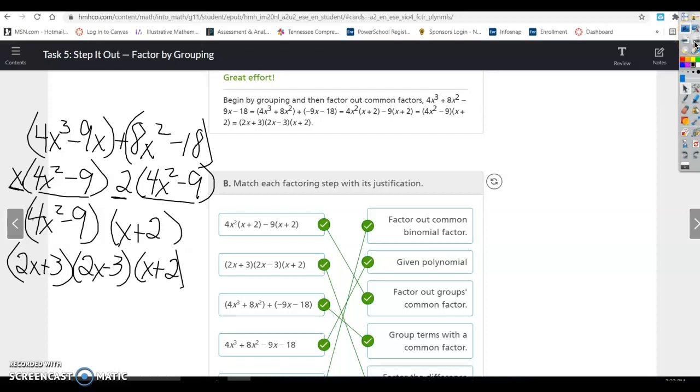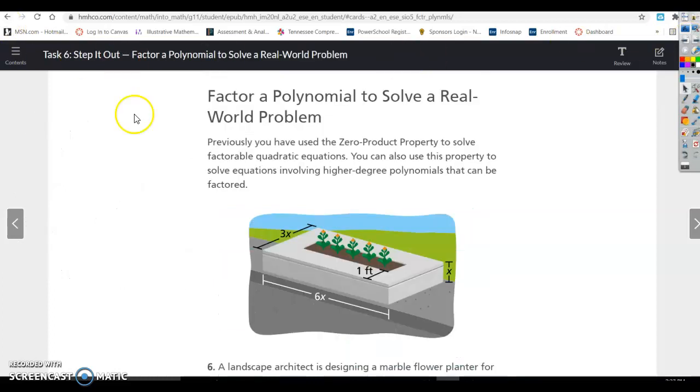All right, that is factor by grouping. We are going to move on to task 6. All right, 4.4, task 6. Factor a polynomial to solve a real-world problem.